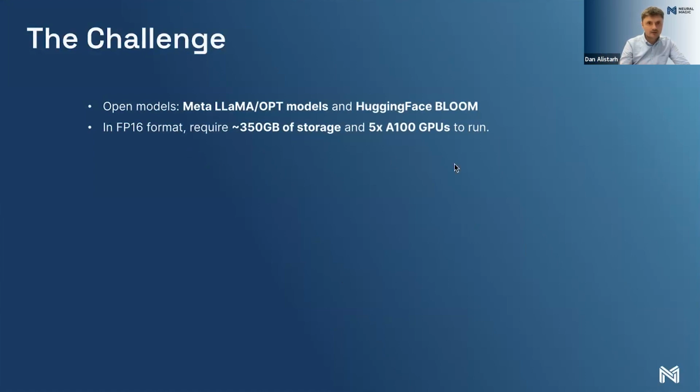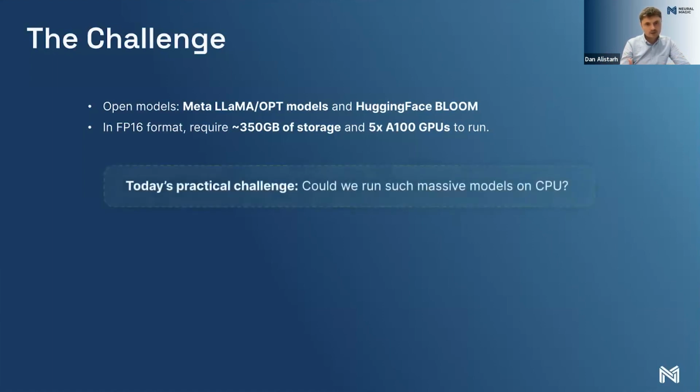The largest and most performant versions of these models, the 175 billion parameter models, require about 350 gigabytes of storage, and under a very standard setup they would require 5 A100 GPUs in order to run, which is just the total amount of memory you would need to pull together in order to run them. So the question, of course, for Neural Magic is, can we actually run such massive models efficiently on CPUs?